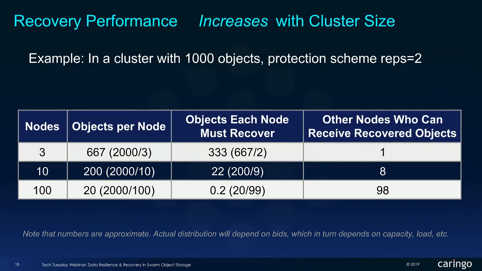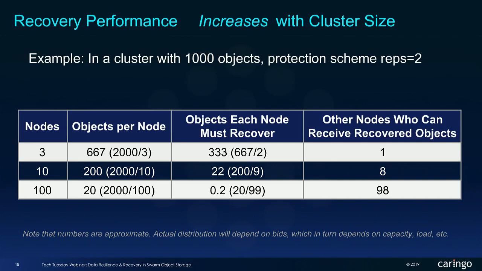If you take it up to a 10-node cluster, that's actually a fairly common size range, then you've only got 200 of those objects per node, and each one of those guys only has to recover 22 objects, and it has 8 choices of where to put them. So it can operate in a really parallel mode. It can send them out to lots of places in the cluster. So it stands to reason that recovery is going to go faster.